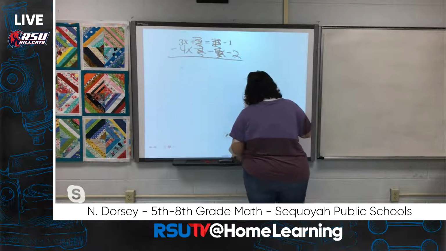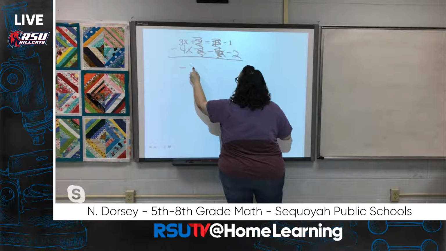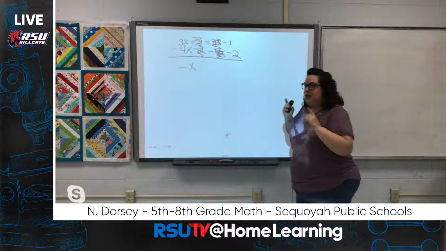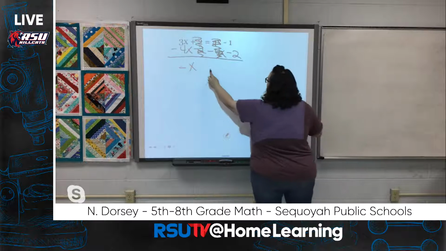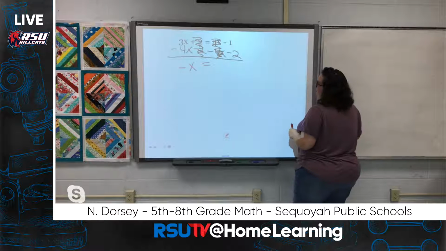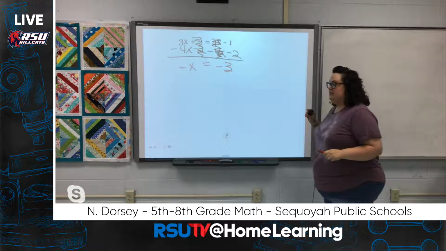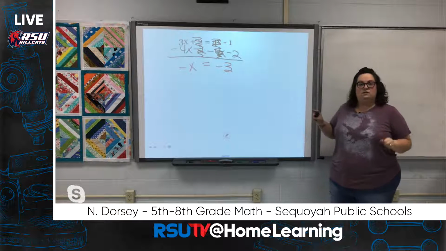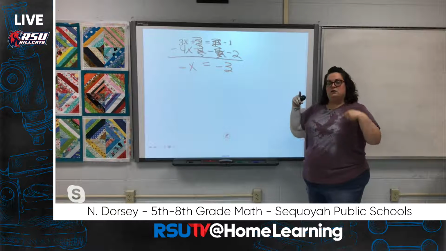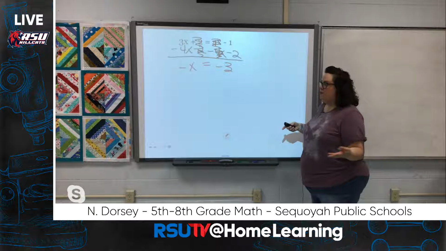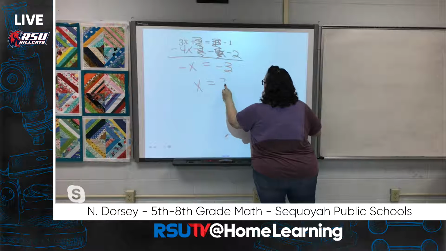3x minus 4x is negative x. I'm not going to write down the 1, okay? You can at home if you want to. And then negative 1 minus 2 is negative 3. Now remember, what does the negative x mean? It's magic. It's going to tell the other side to change its symbol by doing the opposite. So we have x equals 3.